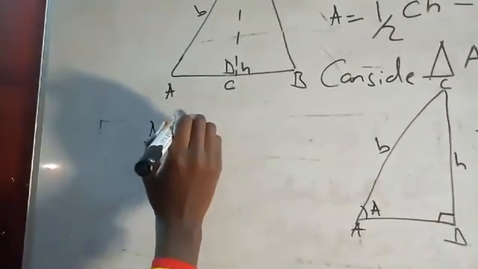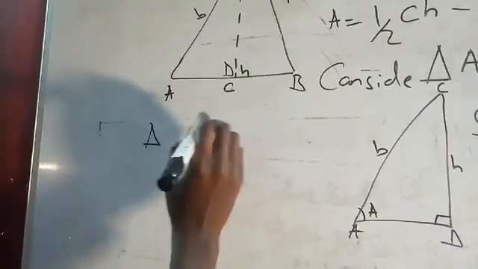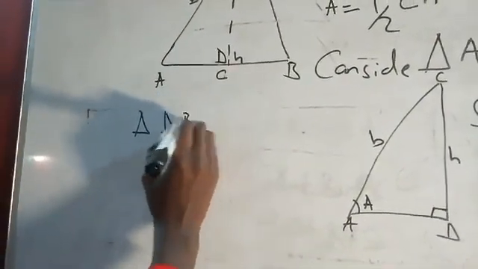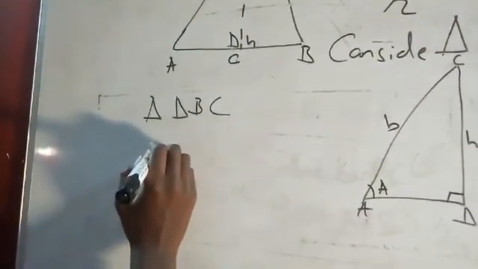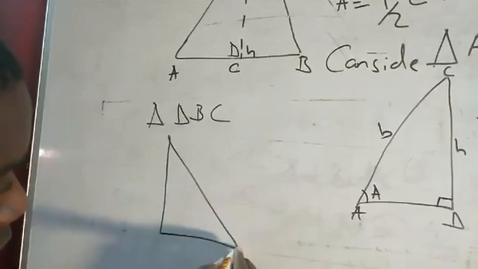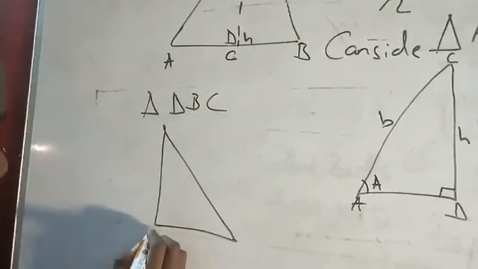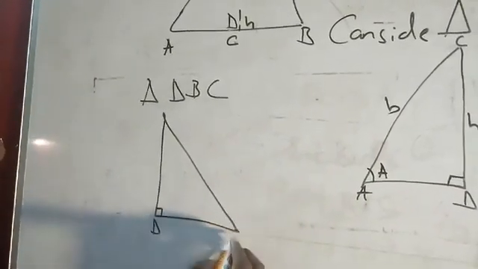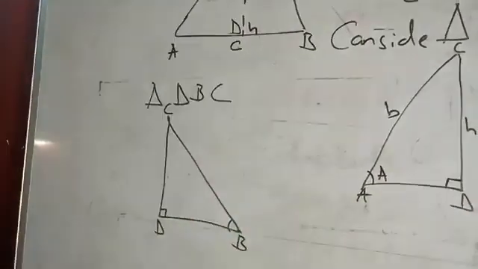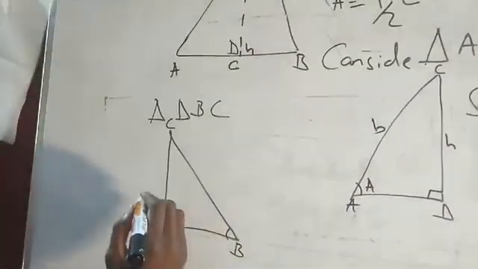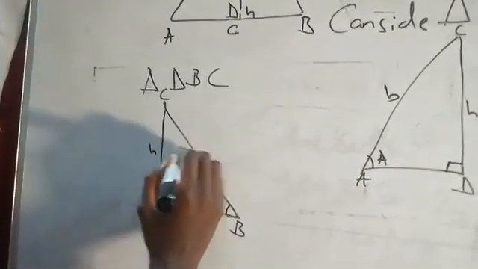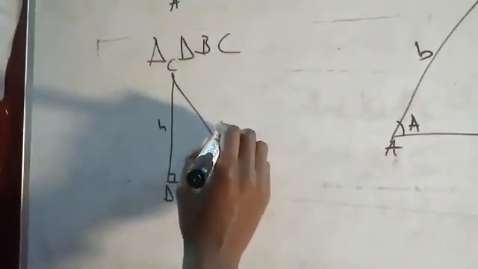Let's also try to consider a triangle DBC, which looks like this. This part is D, this one is B, and this one is C. Also here we have H, and this is A.